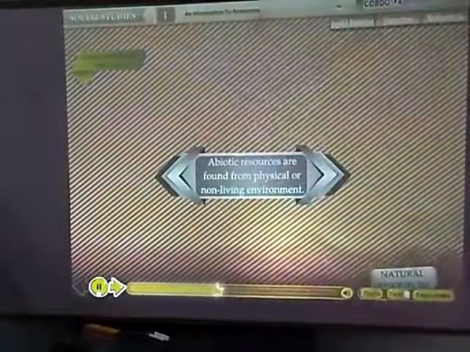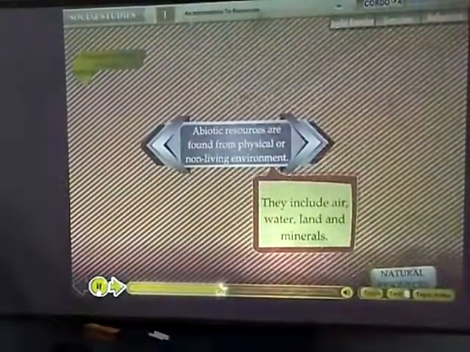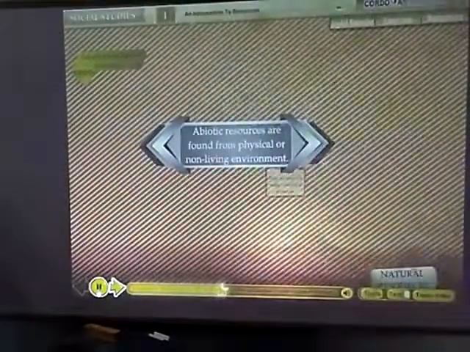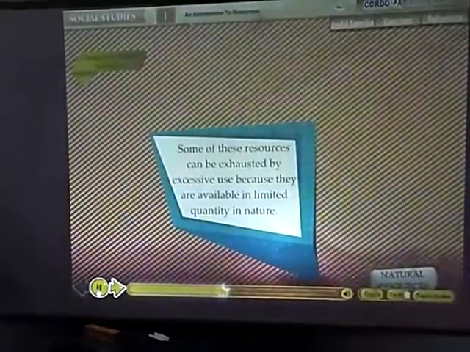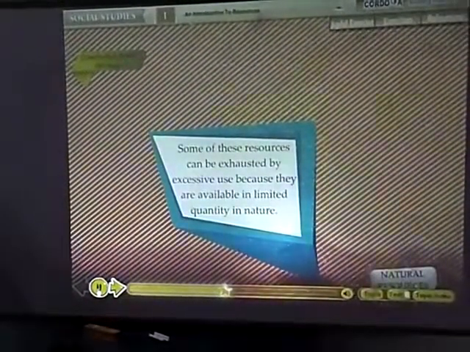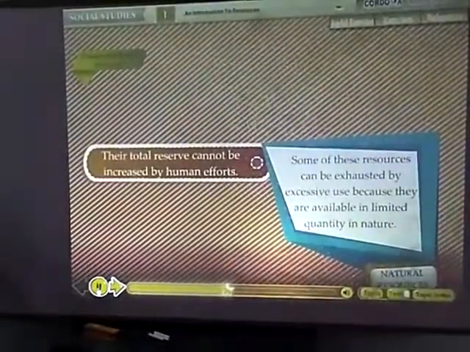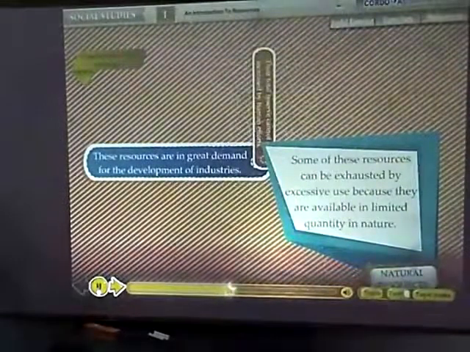Abiotic resources are found from physical or non-living environment. They include air, water, land and minerals. Some of these resources can be exhausted by excessive use because they are available in limited quantity in nature. Their total reserve cannot be increased by human efforts. These resources are in great demand for the development of industries.